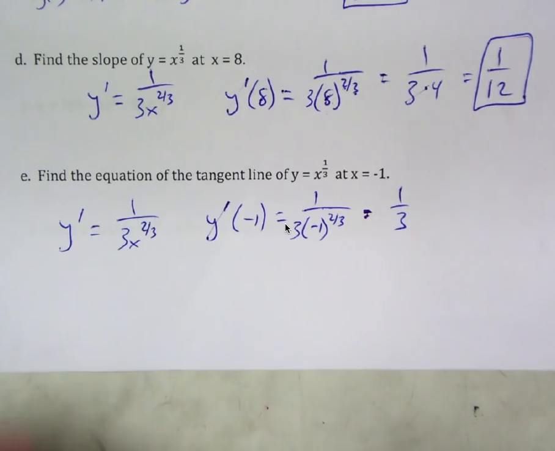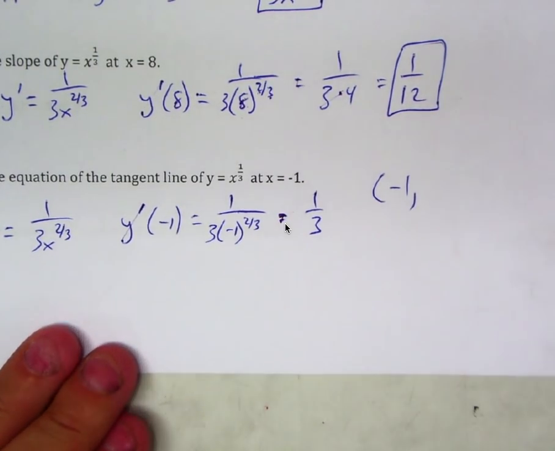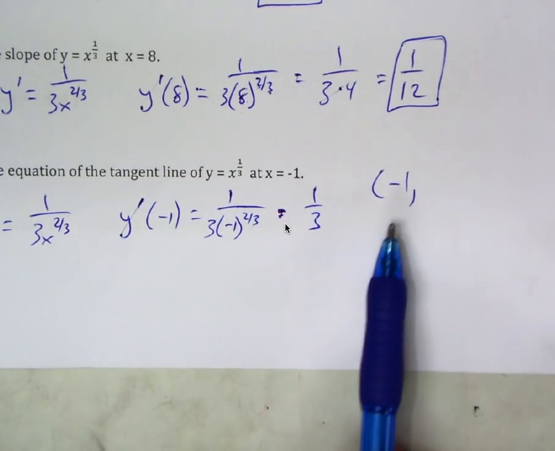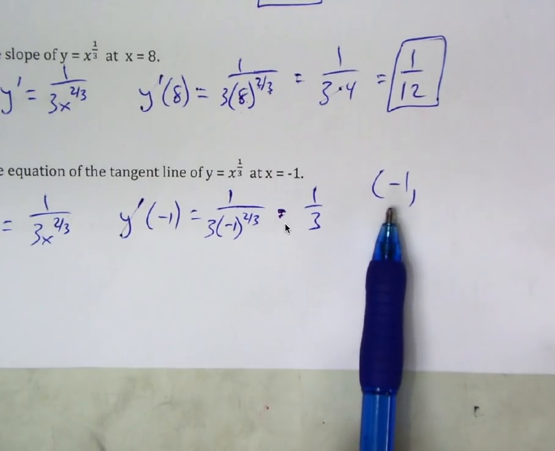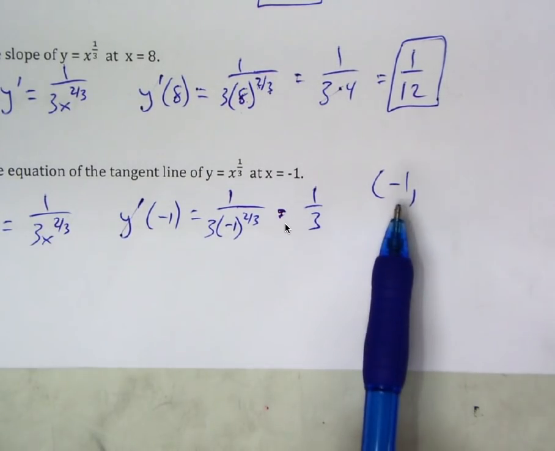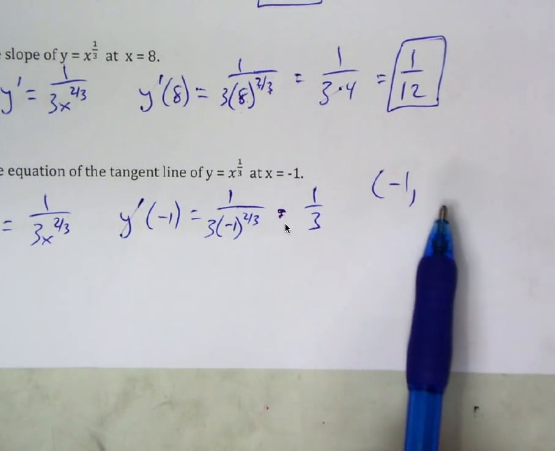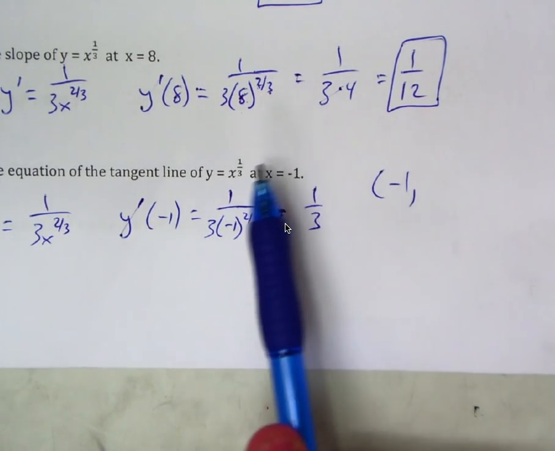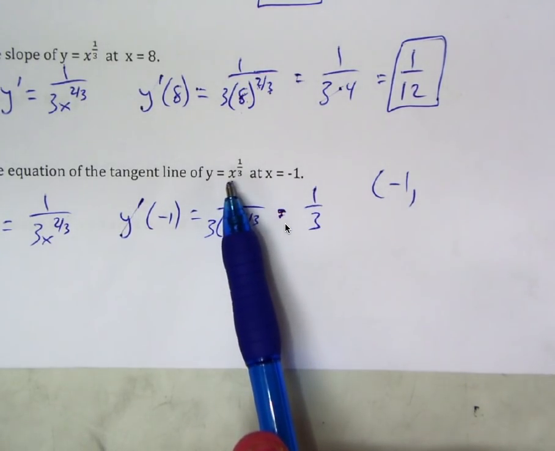Well, now we need the point. We know the x-coordinate is -1. We need the y-coordinate. So this is where you need to remember or think about, where do I plug this? Do I plug it into the derivative function, or do I plug it in to the actual function? Anytime you're looking for a y value of a function, plug the x value into the original function. So -1 in for x right here.